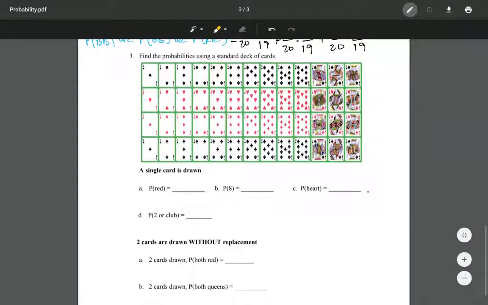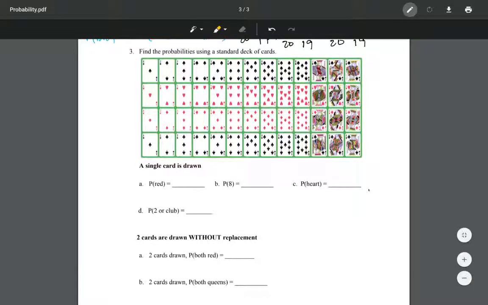Next, we're going to work with a deck of cards. If you are not familiar with a deck of cards, that's no big deal. I've got a deck of cards provided here. There's also going to be one posted to our classroom. So just make sure that you've got one that you can refer to if you're not familiar.